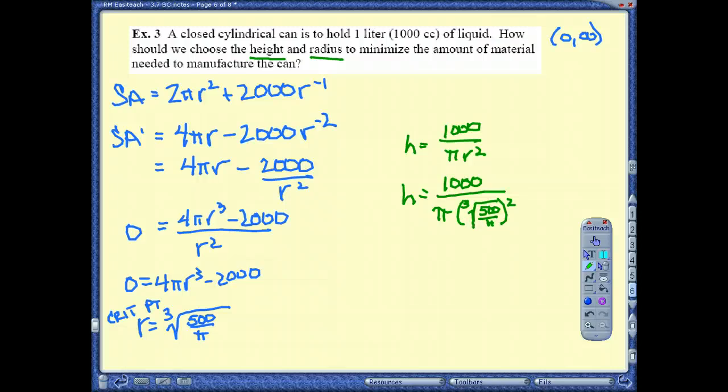You do need to put your units on. We were cubic centimeters, so this one's centimeters and this one's centimeters. Okay. All right, so not too bad. It's not the most attractive thing we've ever seen, but it's not bad either.